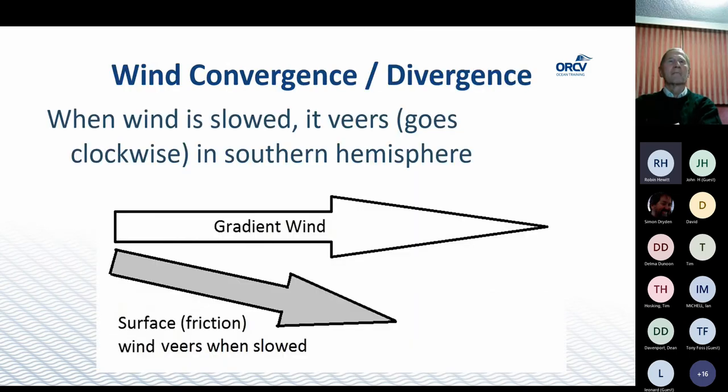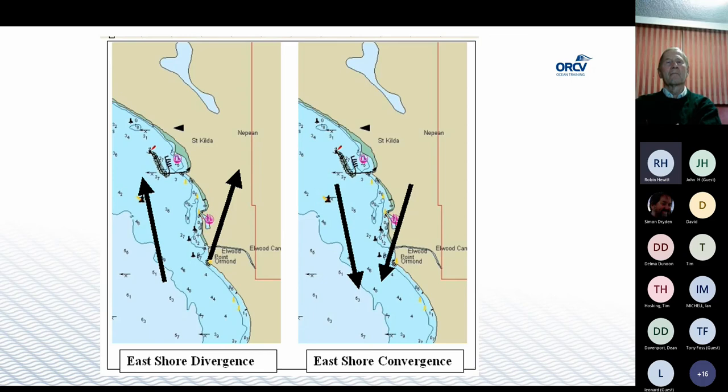Now, coming back to Coriolis and the gradient wind aloft, and just repeating there, when the wind is slowed, it turns clockwise. That is here, it veers and comes down here. Here's off St Kilda and Brighton. If you've got a southerly wind blowing and you're sailing along the shore, what's going to happen here?